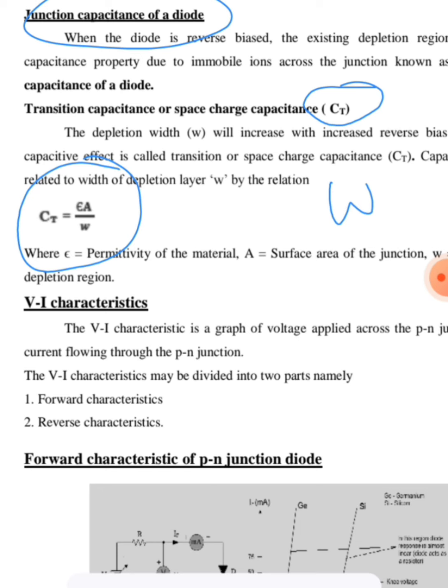So let me conclude this session at this point. In my next session, we'll be dealing with the VI characteristics of a diode.